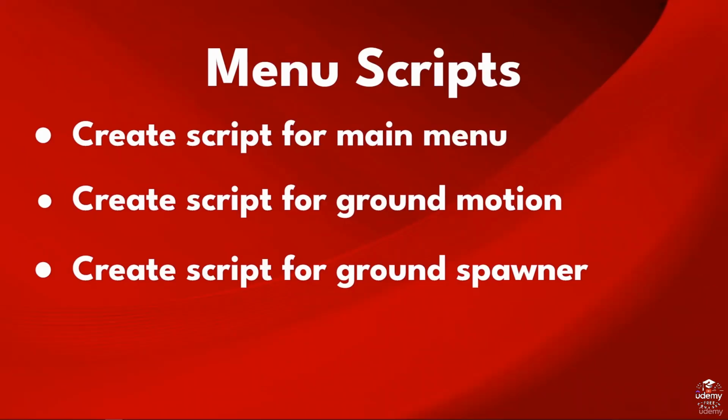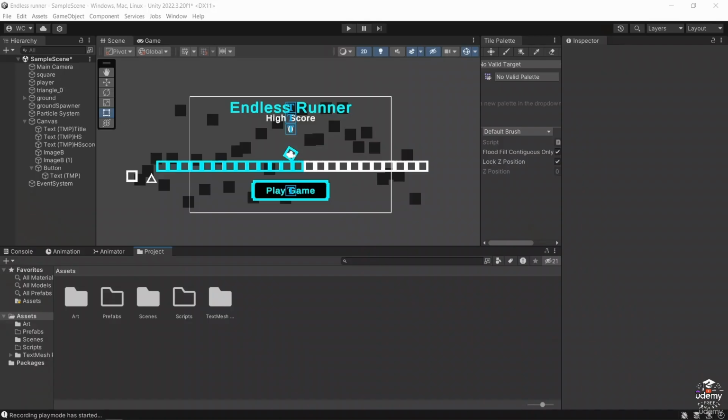Alright, so in this section we're going to go ahead and create the scripts for our menu. We're going to start off creating one for the main menu itself. Then we're also going to create one for the ground motion, and then another one for the ground spawner. Let's go ahead and jump right in. Alright, let's go ahead and get started.